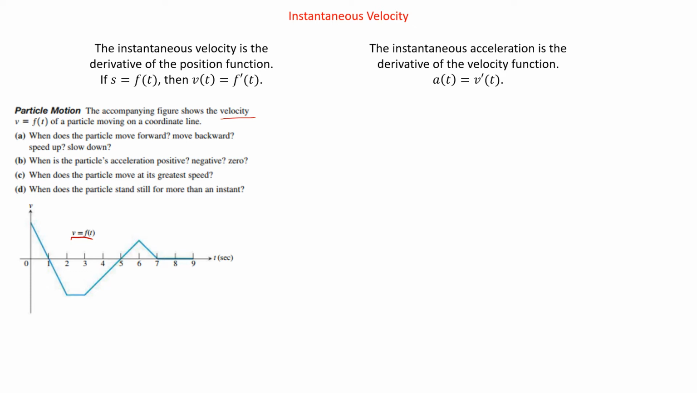So when is the particle moving forward? When is it moving backward, speeding up, slowing down? We'll actually talk about speeding up and slowing down a little bit, but we can do it now. So when is it moving forward? It's moving forward when the velocity is positive. When is the velocity positive? It's positive when it's above the x-axis. So it's moving forward from 0 to 1 and from 5 to 7.